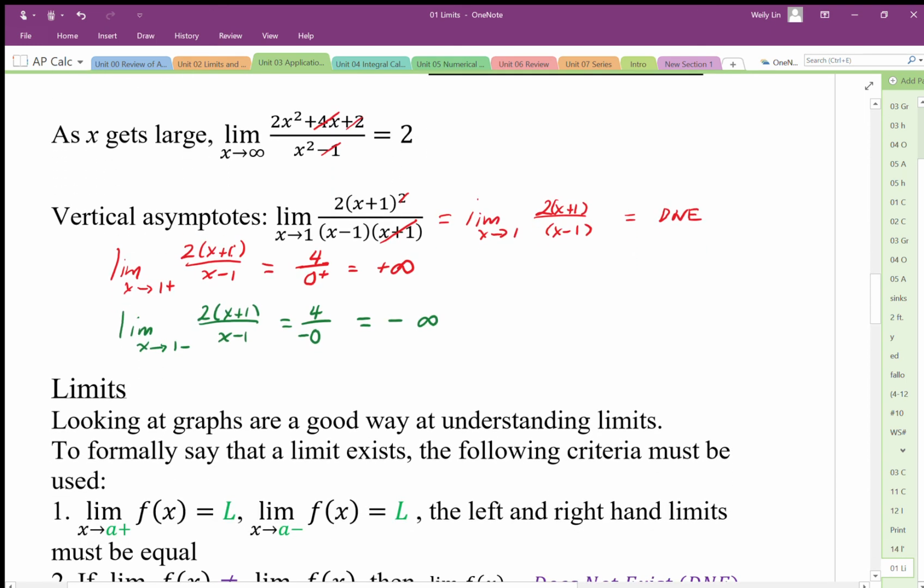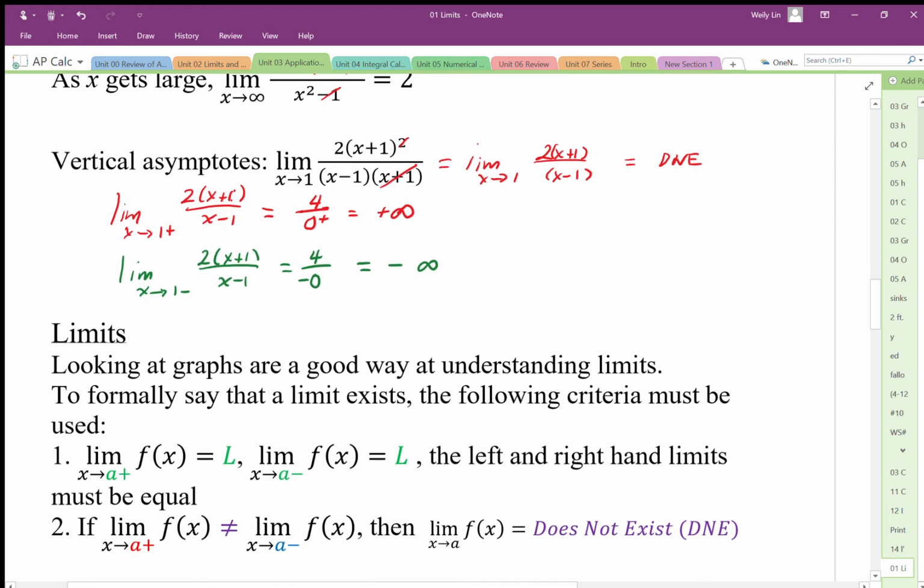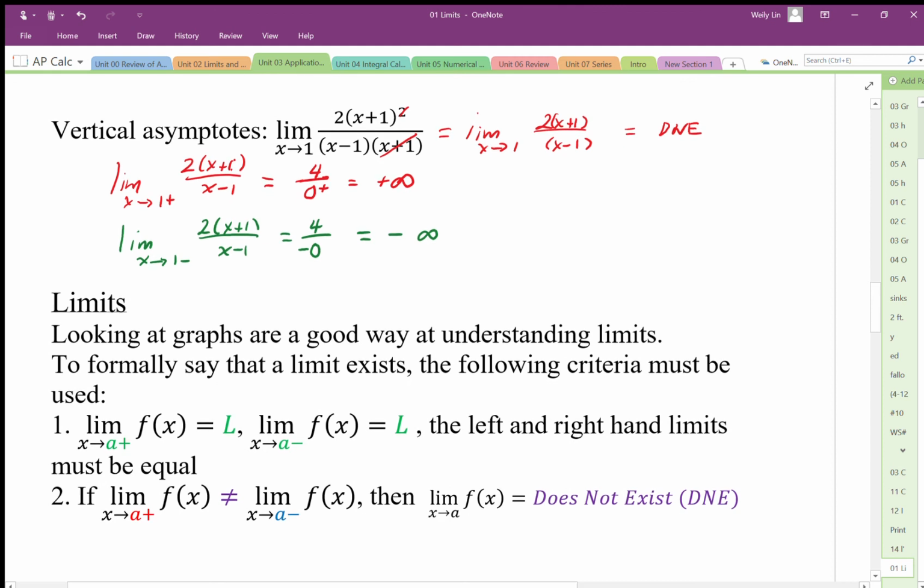When we look at graphs, looking at graphs is a really good way of understanding limits because we can see where the graph is going. If we can actually see the graph and do limits from pictures, that's the best way to do it. Now, we're going to have to develop some algebraic rules to do this as well, but when we can, we try to do this with pictures.